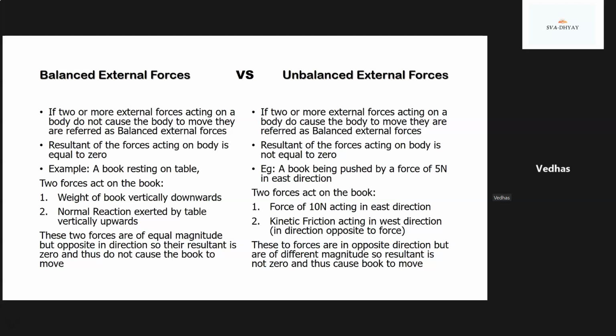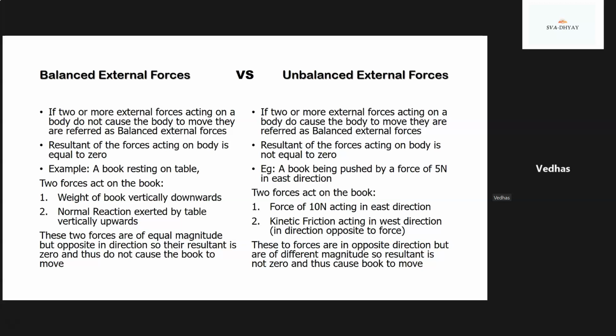Example of balanced external forces is a book resting on table. Two forces act on book. First, weight of book which acts vertically downwards. Second, normal reaction exerted by table on book vertically upwards. These two forces are of equal magnitude but opposite in direction, so their resultant is zero. Thus, they do not cause the book to move.